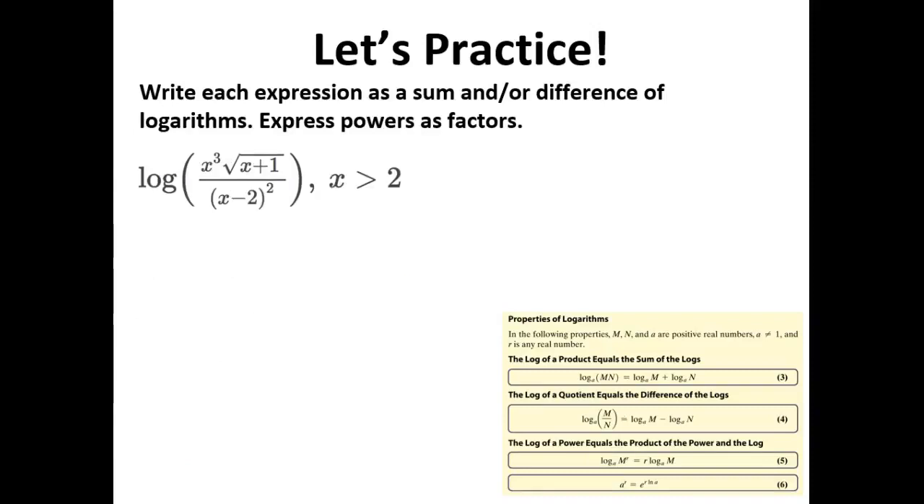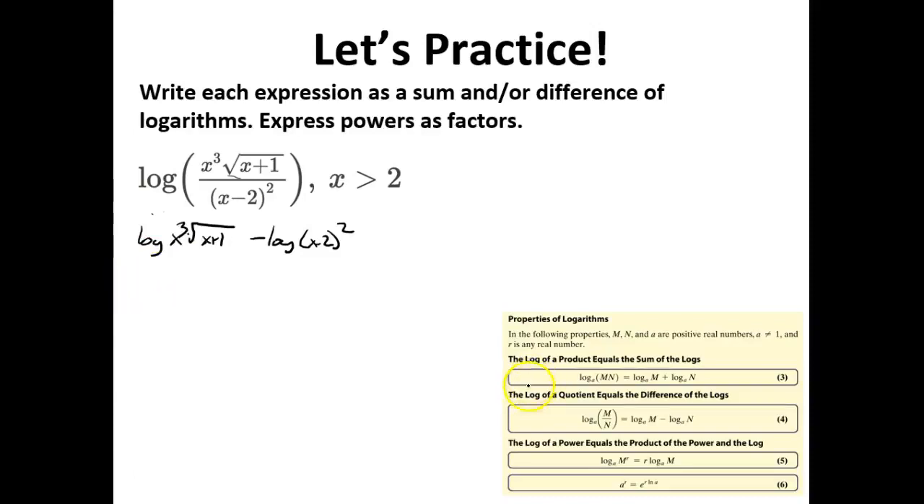This one here, write this expression as a sum or difference. Well, we got the same thing. First I see a quotient inside here. Notice that we have this restriction here so that we don't end up with 0 in the bottom. But here we have the log of the top, the x cubed square root x plus 1, minus the log of the bottom, x minus 2 squared. In this first one, now I have a product here because I have x to the third times the square root of x plus 1.